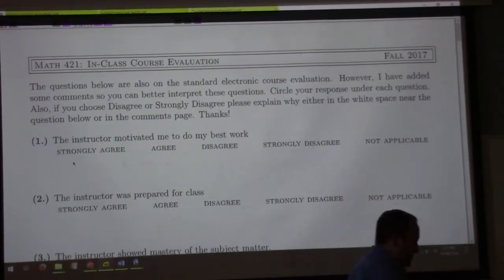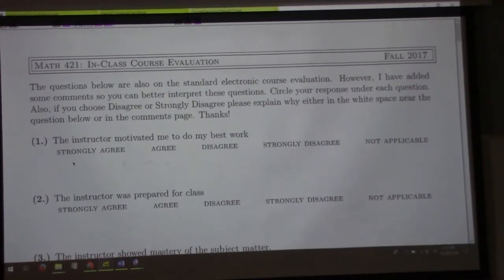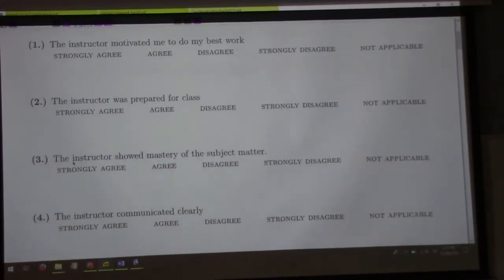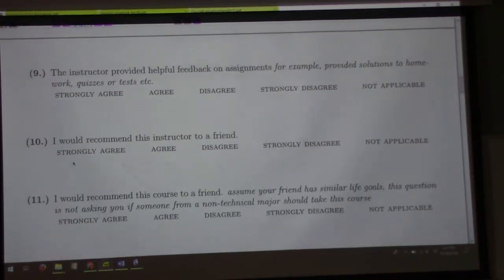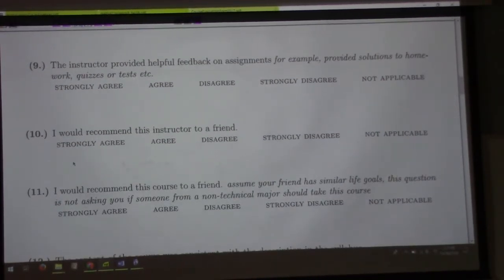So here we have the usual boilerplate questions. I don't really have much to say about that. I have a few modifications. Like number 9, it says instructor provided helpful feedback on assignments. I have added in italics, for example, provided solutions to homework, quizzes, or tests.